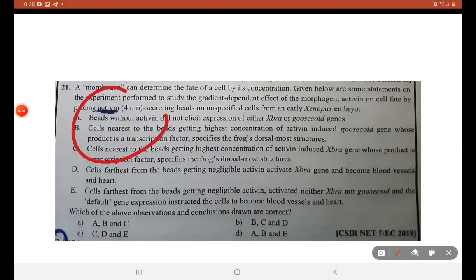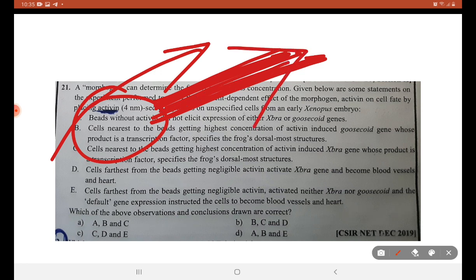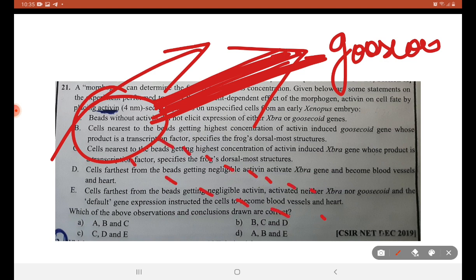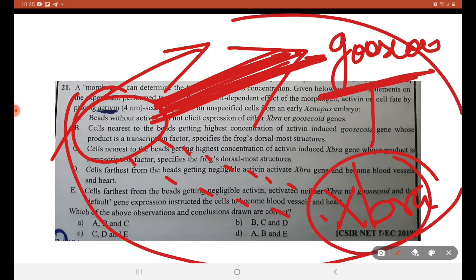Now with respect to activin. Activin is a morphogen. If it is produced in very high concentration, it will form goosecoid. If it is produced in low concentration, it forms Xbra. This Xbra will go and inhibit goosecoid. This is the whole concept.